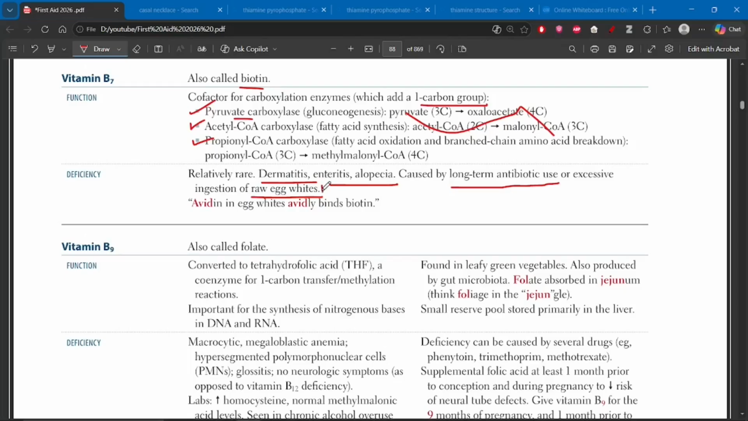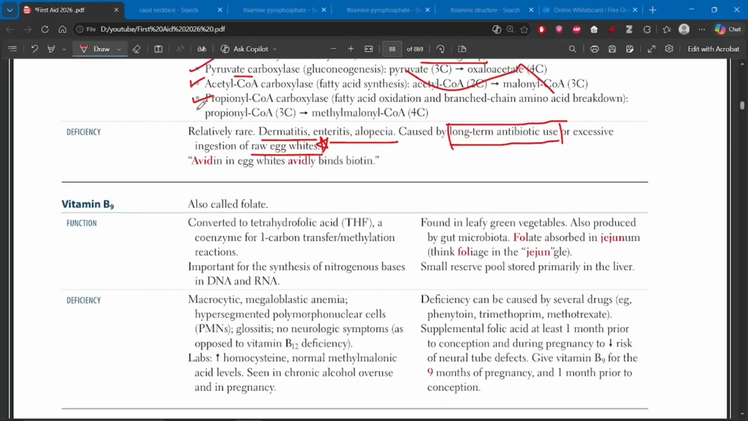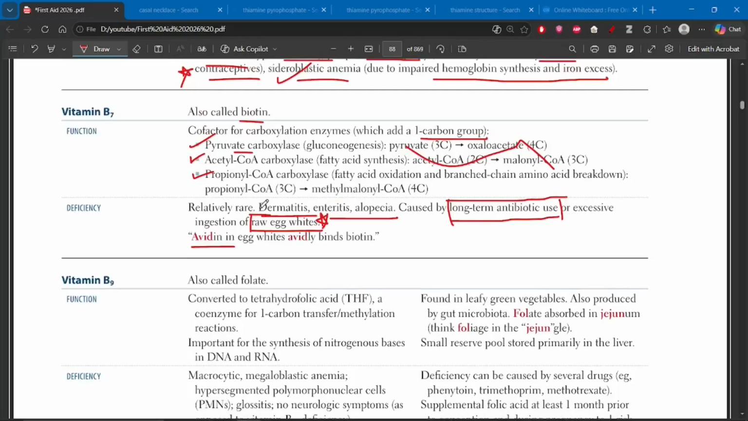This is important because I have seen a question on this a few times. It can be due to raw egg whites, but it can also be due to the long term use of antibiotics, so keep both of them in mind. There's a compound in egg whites known as avidin. So if you consume raw egg whites, not cooked, this can lead to deficiency of vitamin B7.